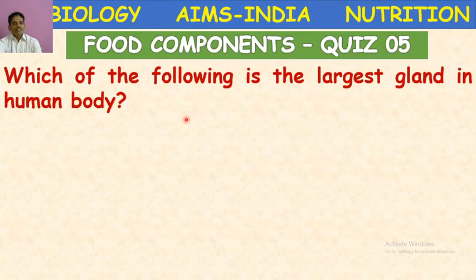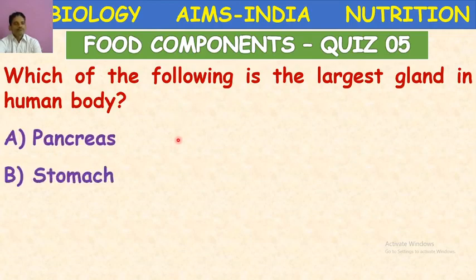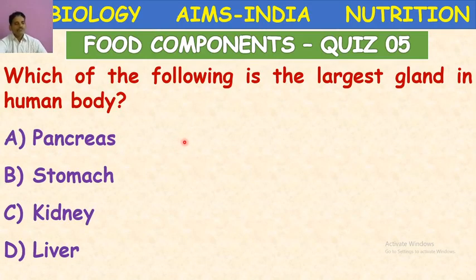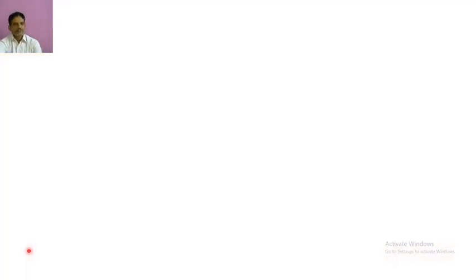Which of the following is the largest gland in the human body? Directly you can choose. Here a gland is asked. Four options: pancreas, stomach, kidney, liver. The two glands we come across in the digestive system are pancreas and liver. A 50-50 chance is given to you, so select the right option. Yes, liver is the largest gland. D is the correct answer for this question.